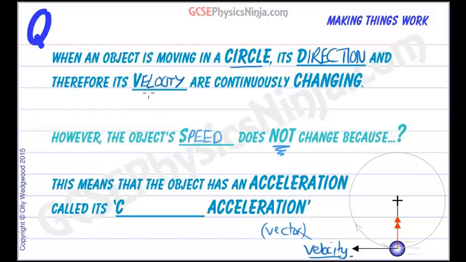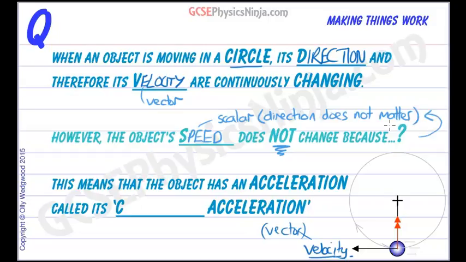Well, remember that we said that velocity is a vector, and that depends on the direction as well as the size. Well, speed, direction doesn't matter. It's just the size of the quantity that matters. So speed is what we call a scalar quantity. And a scalar quantity is one where direction does not matter. And that's the answer to this question: speed is a scalar and direction does not matter for a scalar.